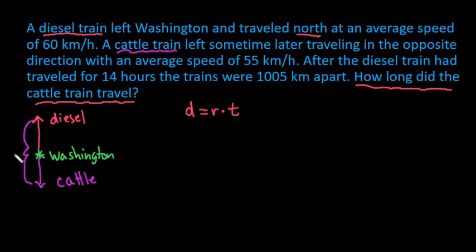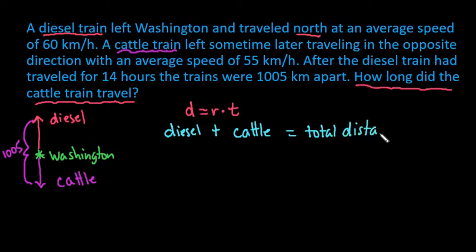We know that together they're going to be 1,005 kilometers apart. So after the diesel train has been going for 14 hours, we don't know how long the cattle train has been traveling, but we know that they're now a distance of 1,005 kilometers apart. Visually we can see that they're going in different directions. So we can say that the distance of the diesel plus the distance of the cattle train is going to equal the total distance.